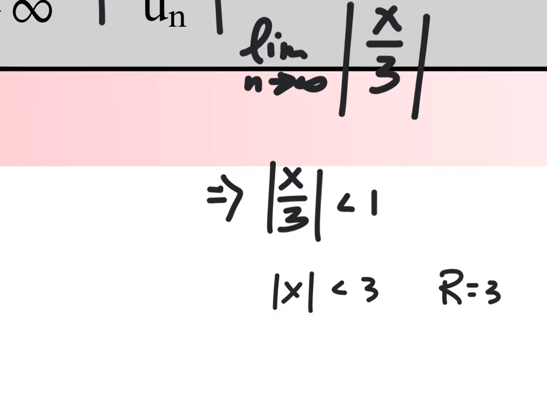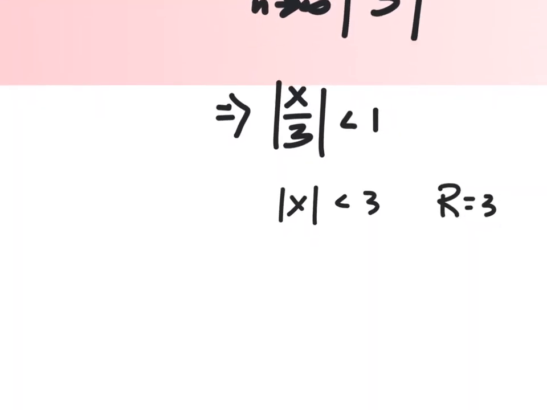So r is going to be 3, and our interval of convergence is going to potentially be negative 3 to 3. Now notice that this is centered on 0. I got a symmetrical interval here around 0. So the center is still at 0. Again, I'd have to test these endpoints, and I'm going to show you how to do that in a little bit.